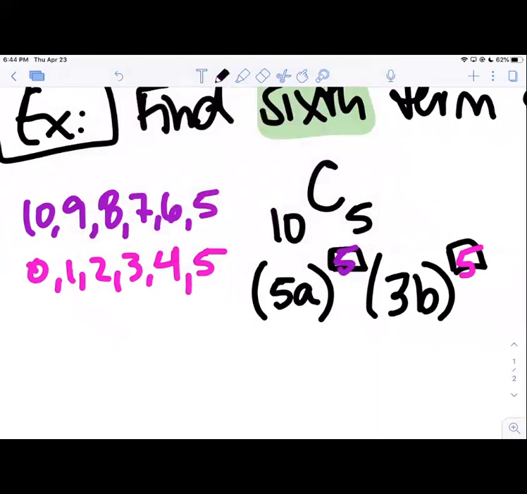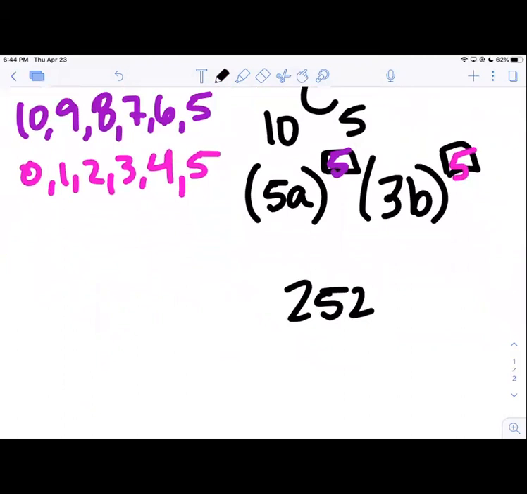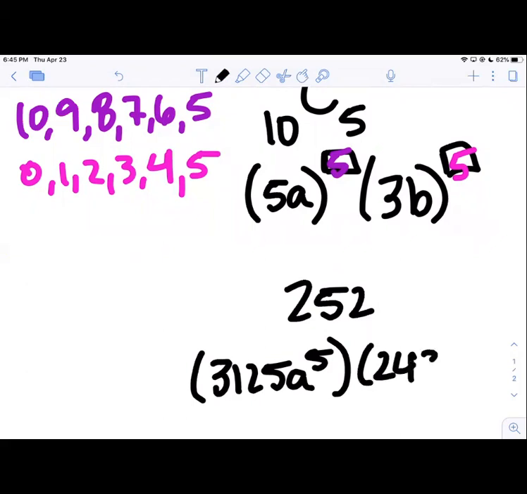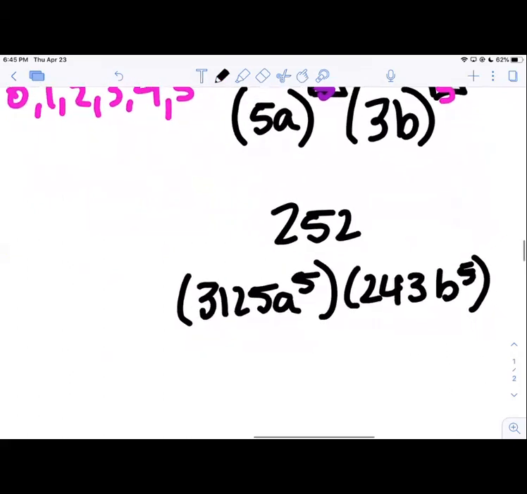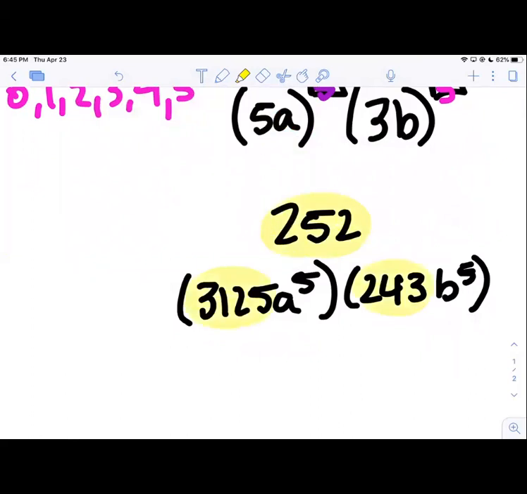All right, so let's do these things. 10 choose 5 is going to be 252 in the calculator. And I got to do 5a to the 5th and 3b to the 5th. So 5 to the 5th, if I throw that in my calculator, I get 3,125, and then a to the 5th just stays the same. And then when I do 3 to the 5th in the calculator, I get 243, and then b to the 5th just stays the same. Now I have to multiply these giant numbers together. You're gonna get some wild answers here. This number times that number times that number.